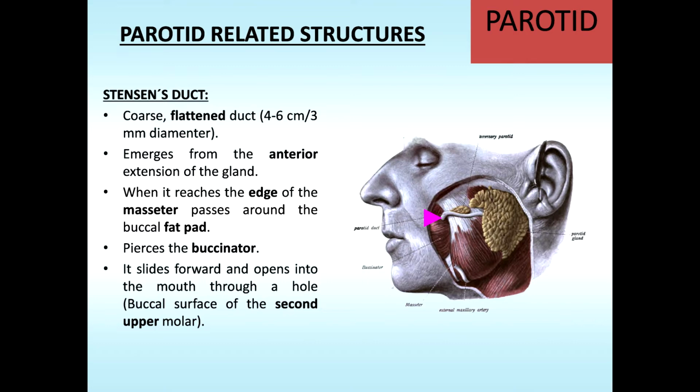It arises from the anterior border of the gland, and from there it goes in an anterior direction through the lateral side of the masseter muscle. Once it gets to the anterior border of the masseter, it makes a turn of almost 90 degrees, and is going to surround anteriorly the buccal fat pad, and then it's going to pierce the buccinator muscle at the level of the second molar of the maxilla. At this very point, it's going to open through the oral mucosa into the oral cavity to deliver the saliva.